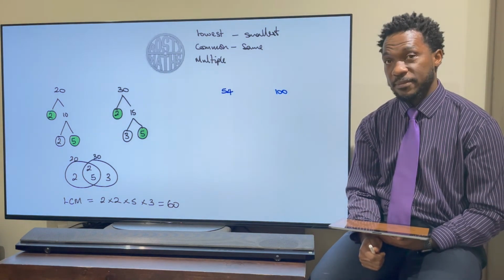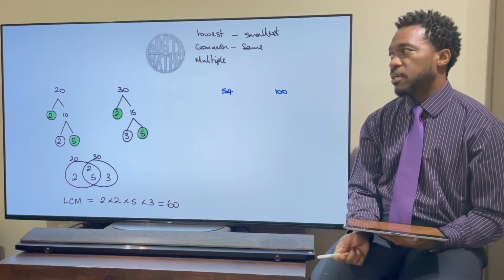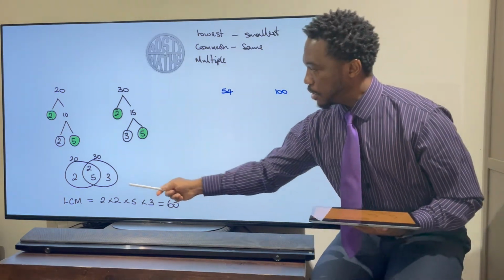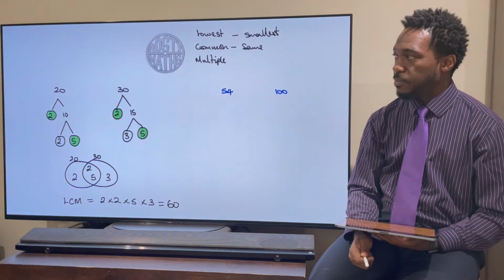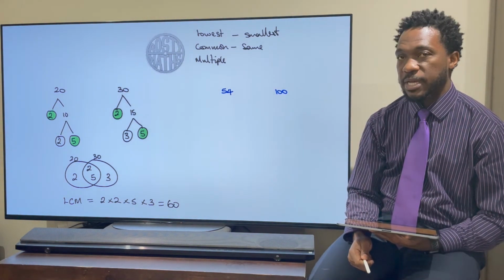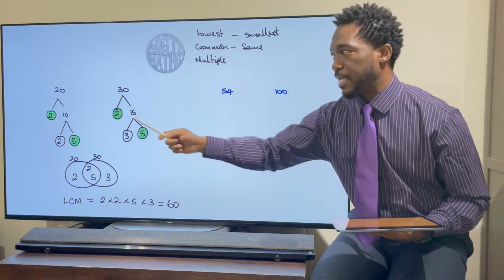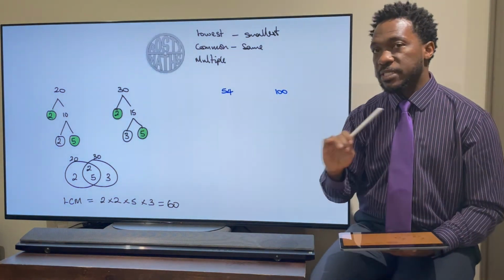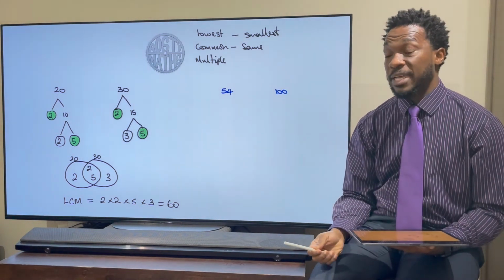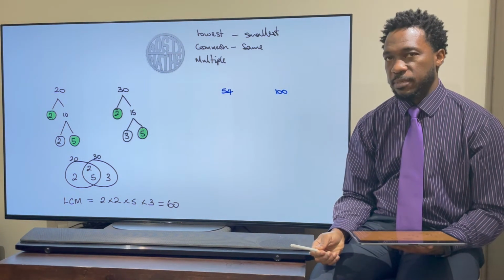And that's it. Okay? Now you might be asking the question, well, why couldn't we just multiply it from the tree diagram? Well, the problem with multiplying it from the tree diagram is that you can make the mistake and end up multiplying that 2 twice and multiplying that 5 twice. You don't want to do that. You will still get a multiple, but it won't be the lowest common multiple.